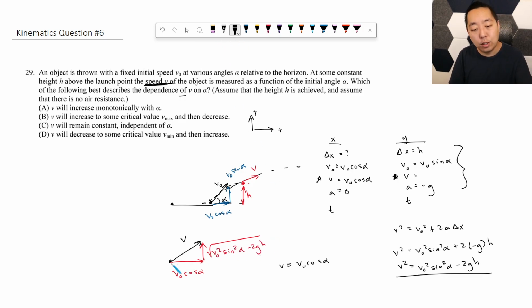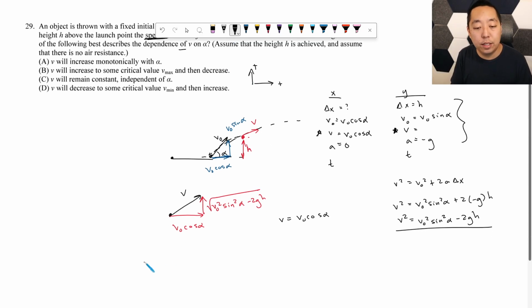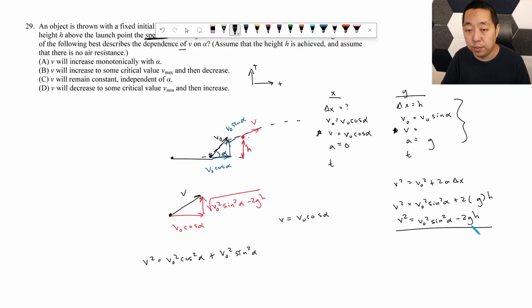Okay, so I want the magnitude. I want the hypotenuse. So I'm going to use the Pythagorean theorem. So I'm going to say v squared is this squared plus this guy squared, right? Oh, I'm sorry. This is not supposed to be negative g. I made a mistake. This is positive g. Why is it positive g? Because, no, it should be negative g. Sorry, my bad. Negative g, because I said down was negative. Okay, that's fine. Yeah. Minus 2gh. Okay. Sorry. I had a brain fart there for a second.